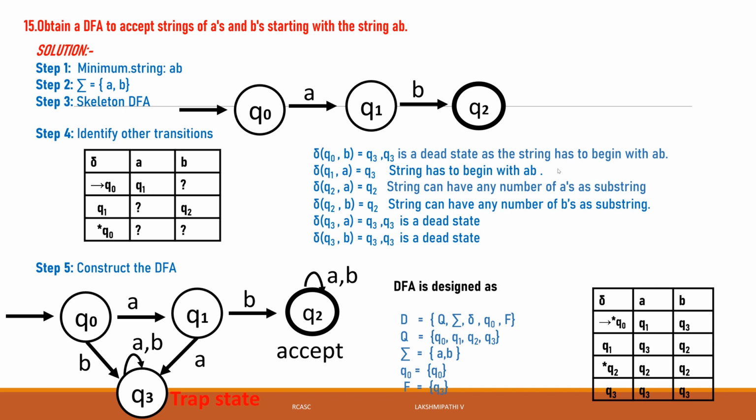If you start with B, or BAB, it is not accepting. AAB is not accepting. Only strings starting with AB, followed by any number of A's and any number of B's, will be accepted by the machine. That is this machine. Just try taking two or three examples and trace them, then you will be able to get it.